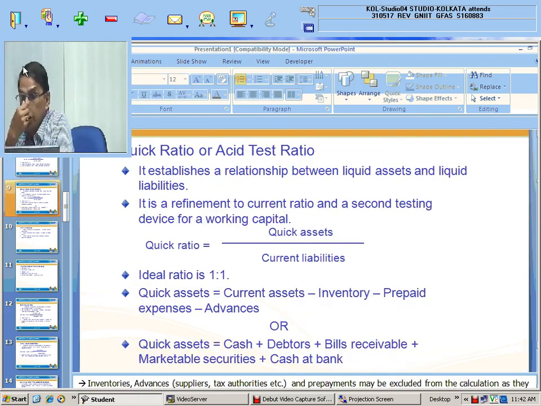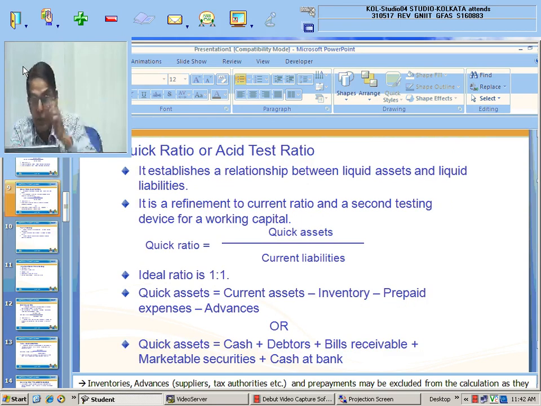Quick ratio or acid test ratio is something similar to the current ratio, but here it establishes a relationship between the liquid assets and liquid liabilities. It is basically a refinement to the current ratio and a second testing device for working capital. So quick ratio is basically quick assets by current liabilities. What do we mean by quick assets? This means assets which are more liquid in nature. So we don't include every current asset in the definition of quick assets. For a business, quick assets basically means current assets minus inventory, minus prepaid expenses, minus advances.